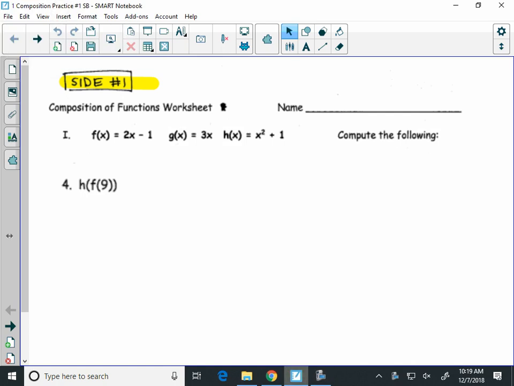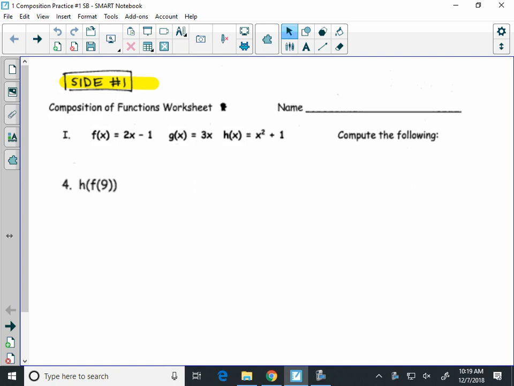This video is for the composition of functions mixed practice worksheet. This is for practice 1, side 1. There'll be a different video for side 2 of this practice. On this video, I'm only going to do problems 4, 7, 12, and 15. If you need more practice on this side, or you have more questions, you can see your teacher or check the answer key on Canvas.